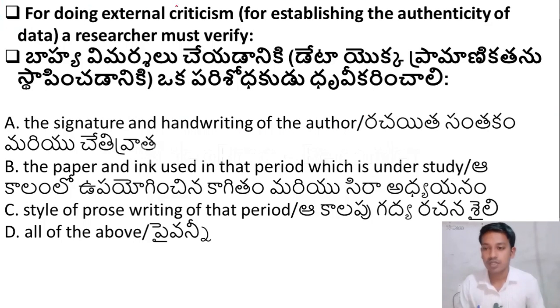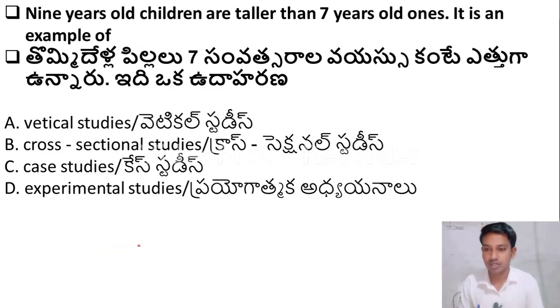For doing external criticism, a researcher must verify option A, the signature and handwriting of the author. Option B, the paper and ink used in the period under study. Option C, study of prose writing of that period. Option D, all of the above. Here the right answer is option D, all of the above. Okay, let us see the next question.